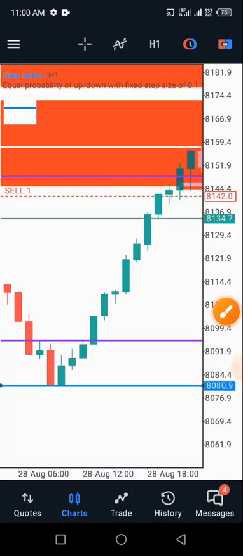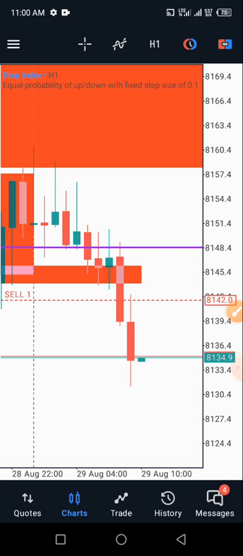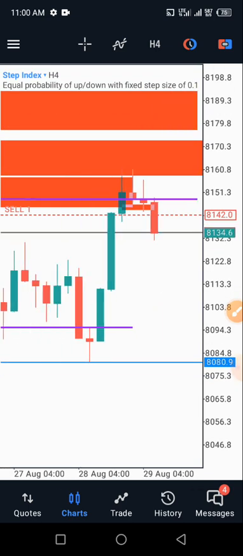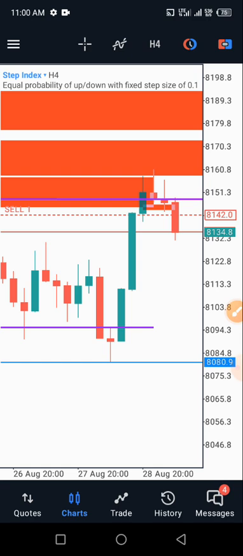So guys, this is how we want to make use of this pattern whenever we see it playing out on our charts. So what I want us to do is to go back, look for opportunities like this, backtest this strategy and see how it works for you.